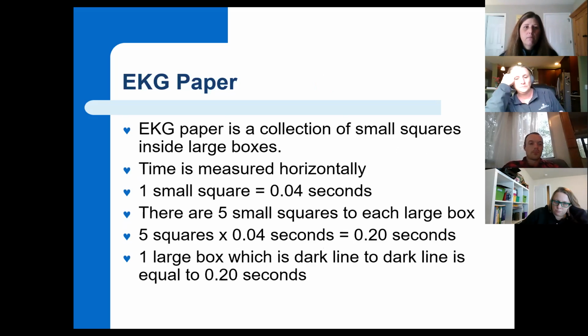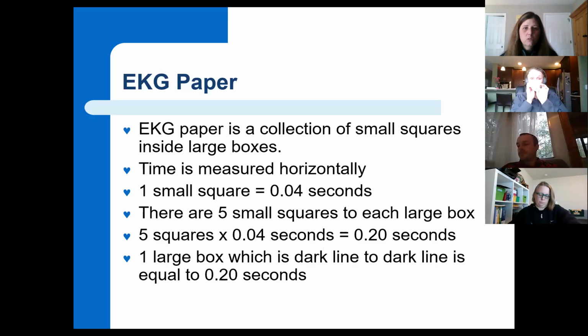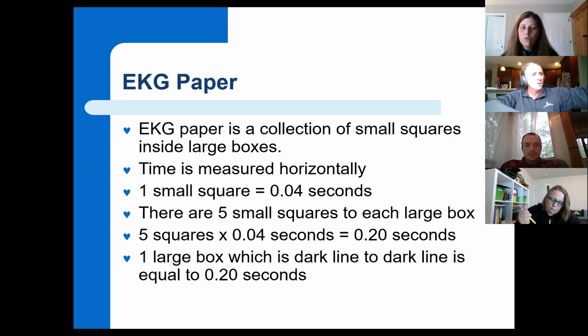Okay, and continuing on with the EKG, it's paper that holds a collection of small squares, and small squares all sit inside larger boxes. We're going to look at that. One small square, you need to know this, you're going to see this again. One small square is 0.04 seconds. You need to know this because it's going to come into play when you have to calculate things. There are 5 small squares to each larger box.